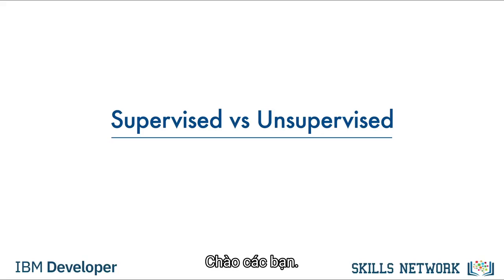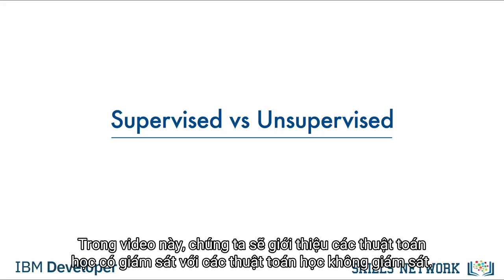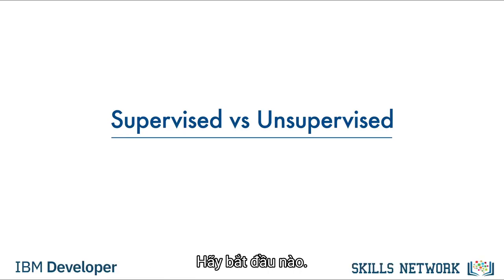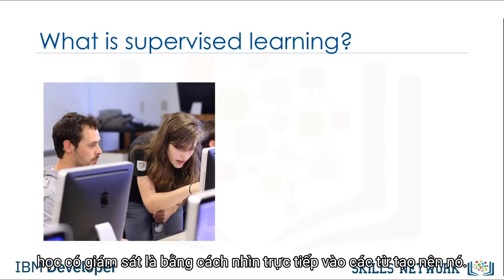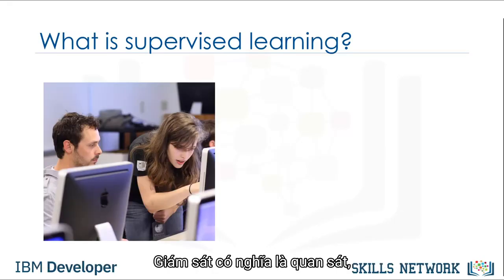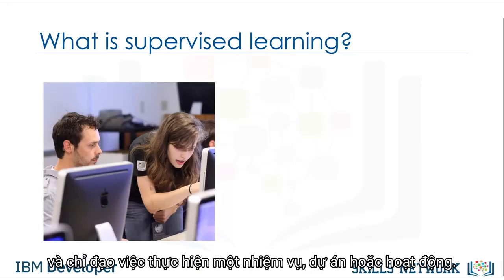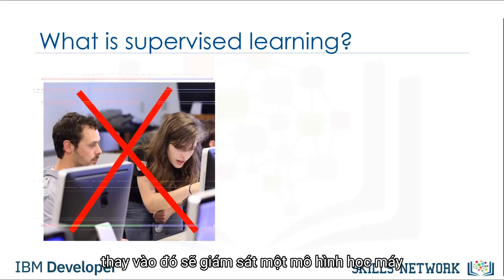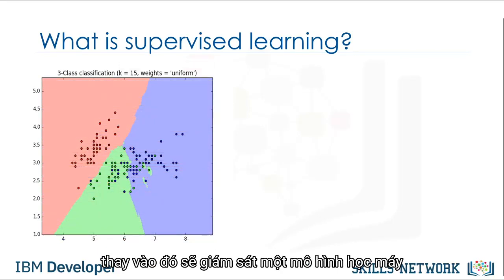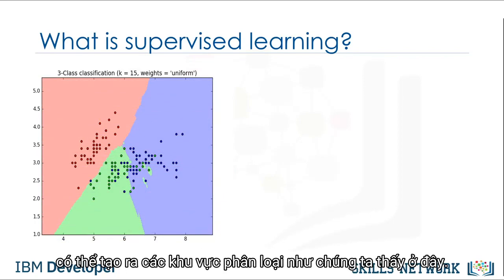Hello and welcome. In this video, we'll introduce supervised algorithms versus unsupervised algorithms. So let's get started. An easy way to begin grasping the concept of supervised learning is by looking directly at the words that make it up. Supervise means to observe and direct the execution of a task, project, or activity. Obviously, we aren't going to be supervising a person. Instead, we'll be supervising a machine learning model that might be able to produce classification regions like we see here.